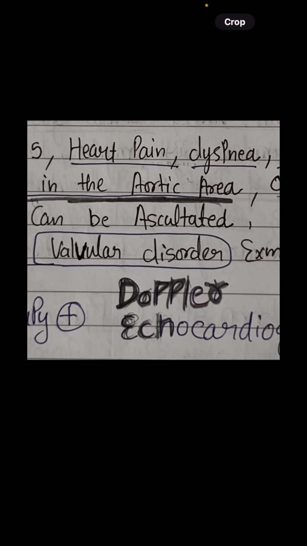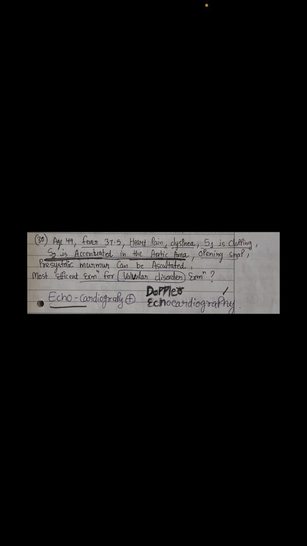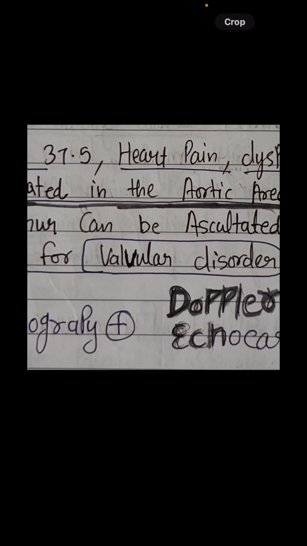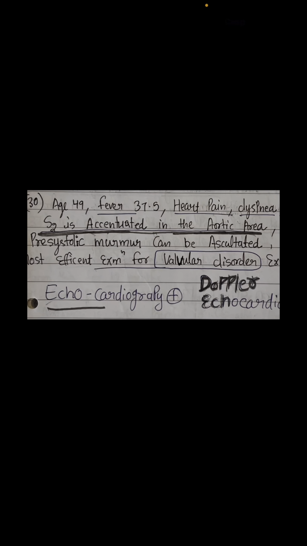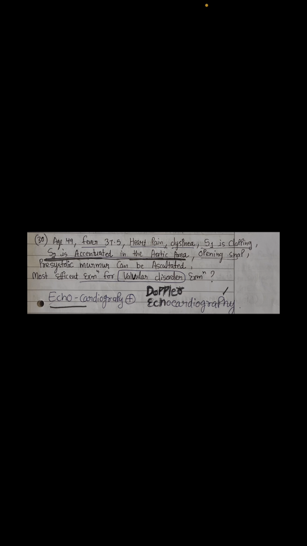So the question, main thing in the question, he says valvular disorder. So there is some failure of the valve or some defect in the valve. So we want to visualize the structure. When we want to visualize the structure, mark the echocardiography we just discussed. So structural problem, ultrasound, or let's say echocardiography. Also sometimes in the question Doppler echocardiography will be given, so mark it.